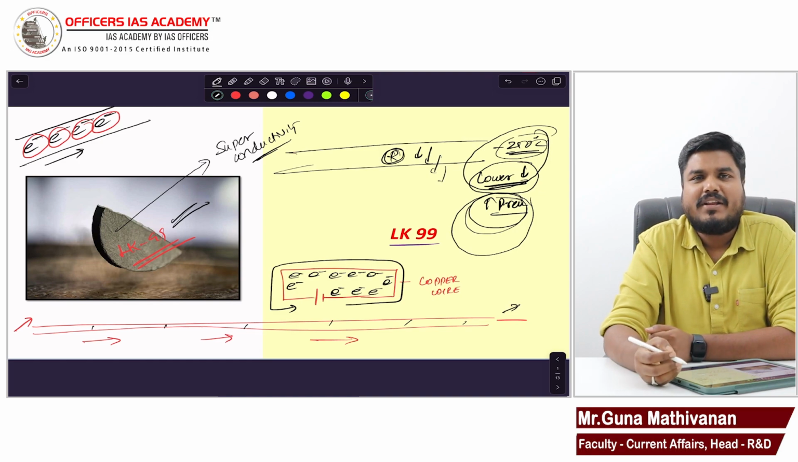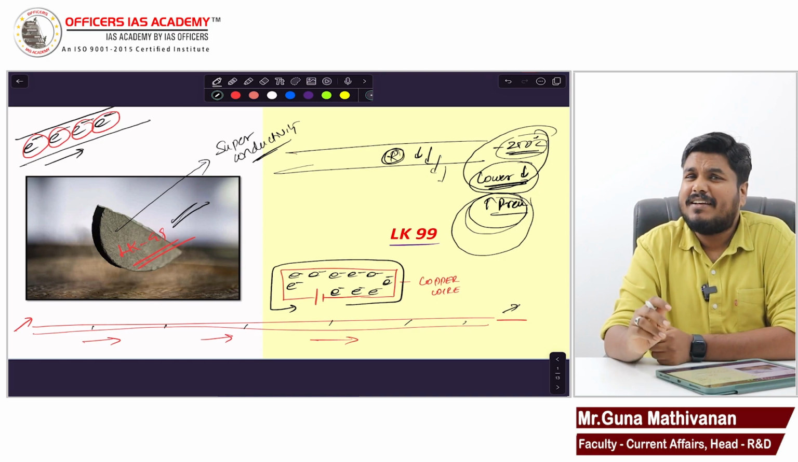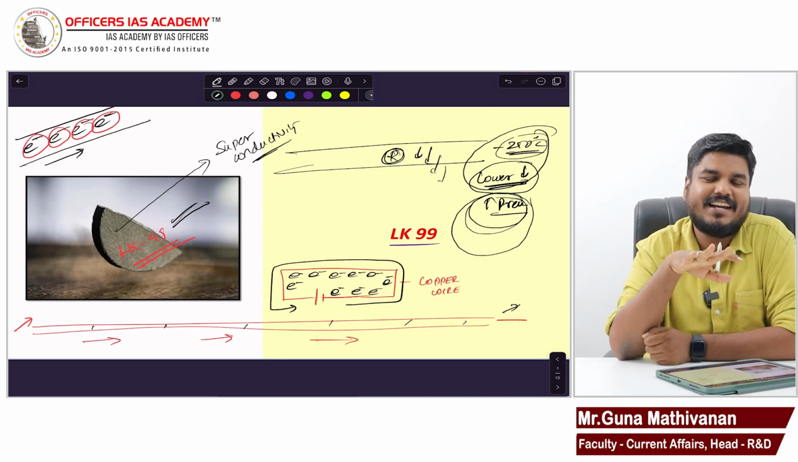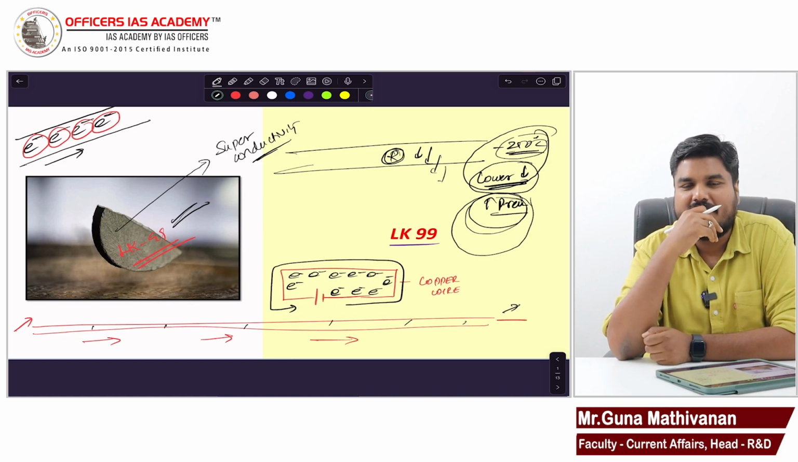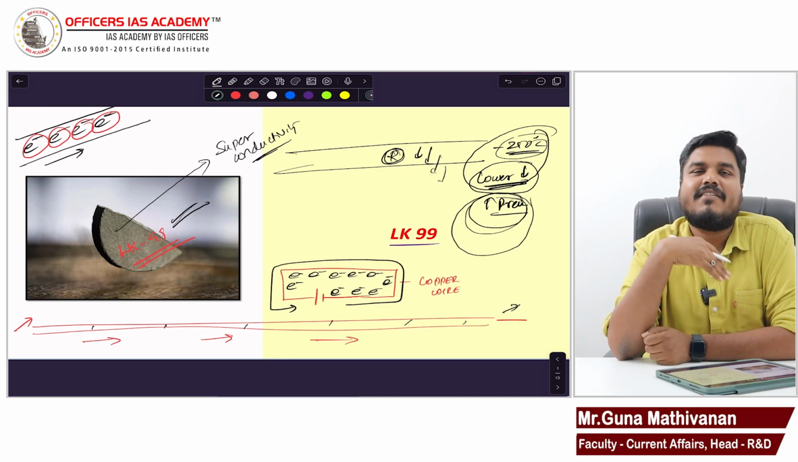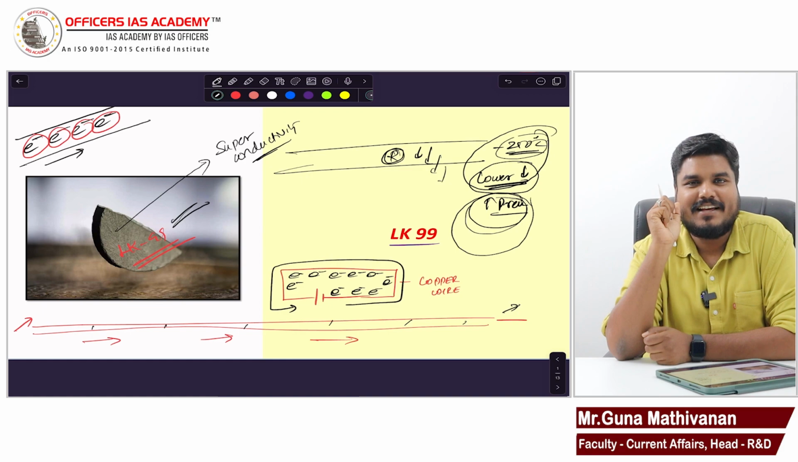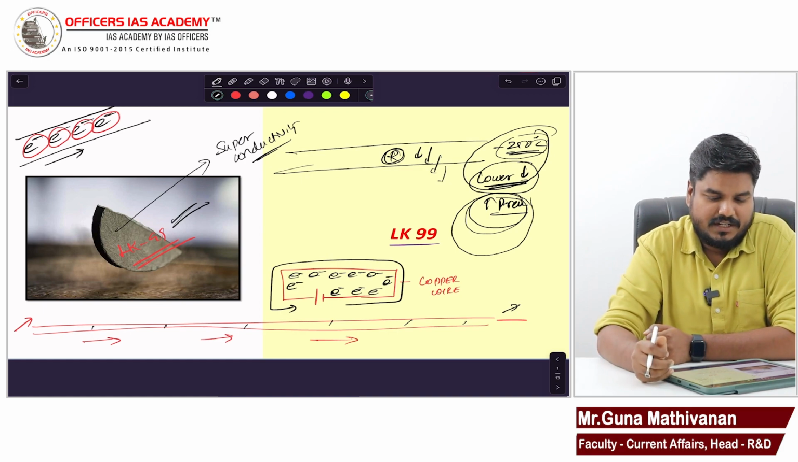So yes, this is about LK99, but one section of the scientific society is slightly skeptical about this achievement. They say that we have to test whether LK99 really has that property or not. However, South Korean researchers claim confidently that LK99 has achieved superconductivity, right? So this is about this topic.